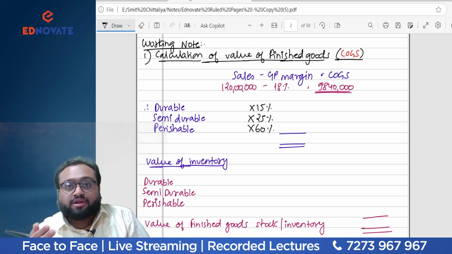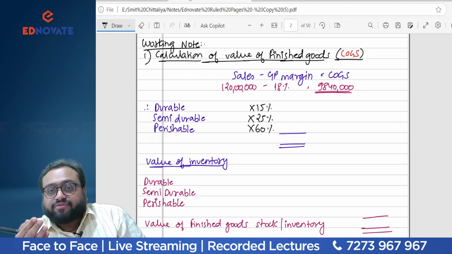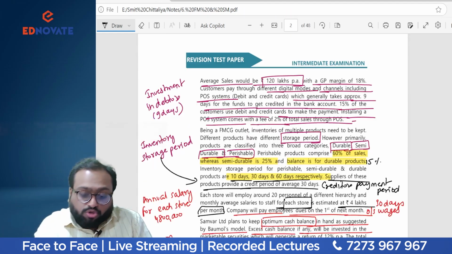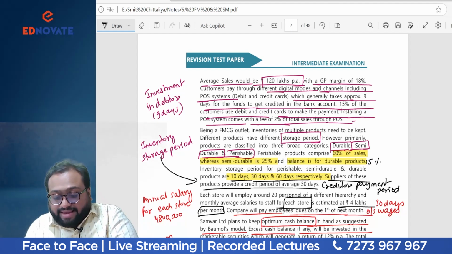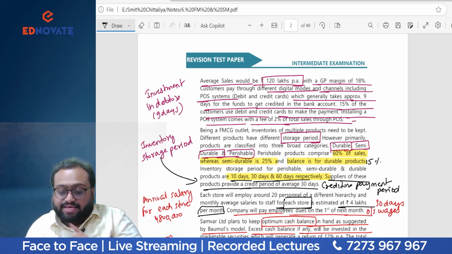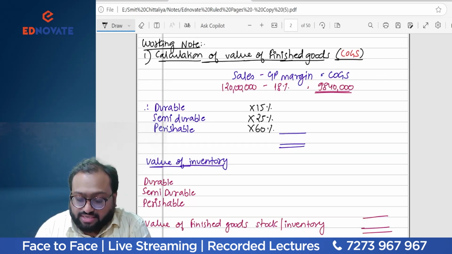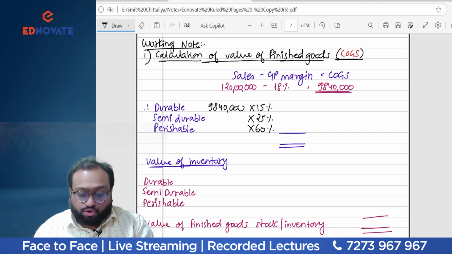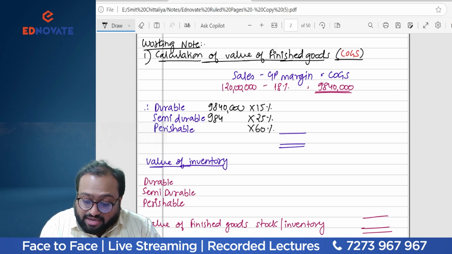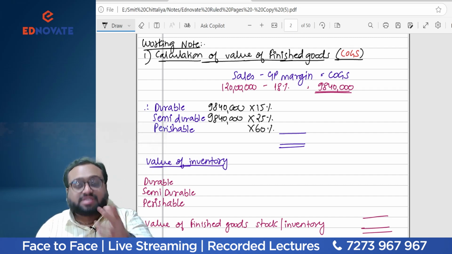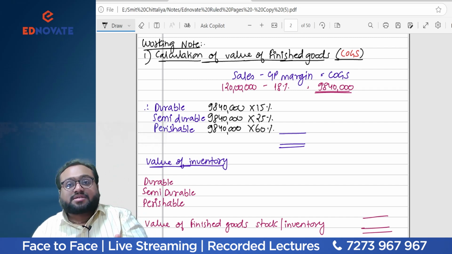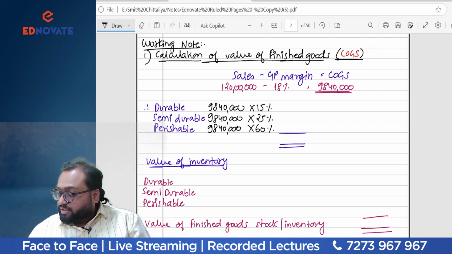If I want to find the value of inventory, whenever we find value of inventory, I require the value multiplied with the holding period. We also have the holding period of each of the products, 10 days, 30 days and 60 days. So we will value at COGS. Out of 98 lakh 40,000, 15% is for durable, 25% for semi-durable, and 60% for perishable. Let us find out the amount.